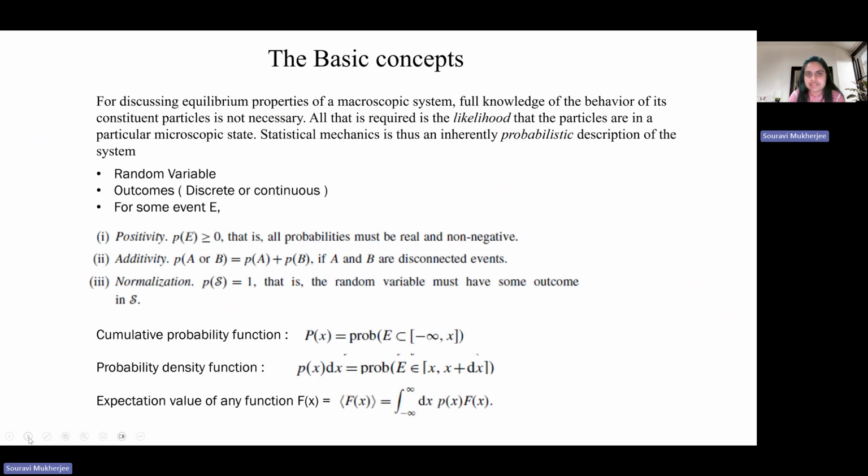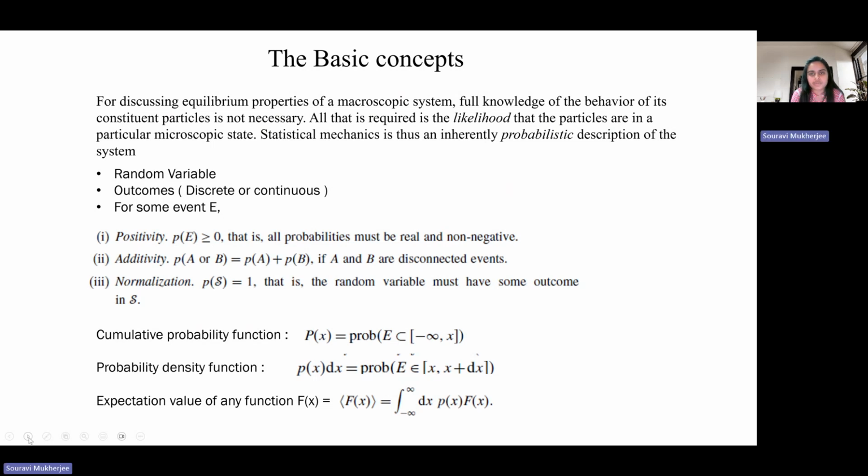In order to study statistical mechanics, one needs to have a basic idea of what probability is, how it is calculated, what it means, and what the basic properties or characteristic features are, and how you characterize different probability distributions. So that's the aim of what we are going to discuss now.